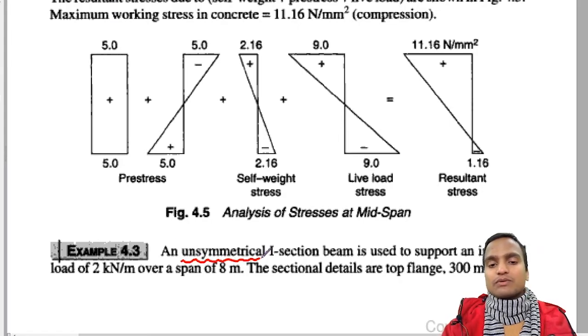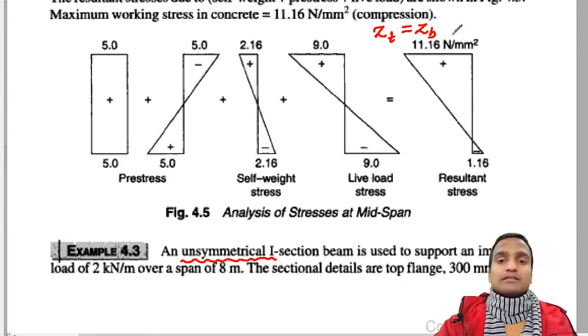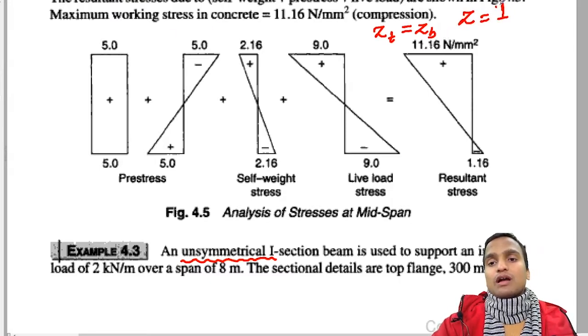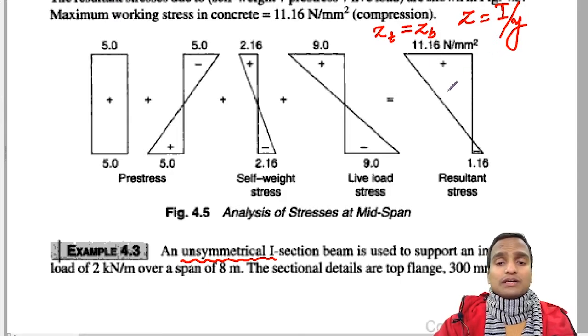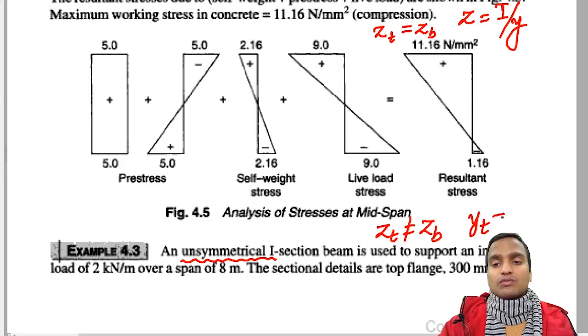This is an unsymmetrical I section, and as we have seen, in case of a symmetrical section, ZT, the section modulus for the topmost fiber, was equal to ZB. The reason is that the section modulus Z is equal to the moment of inertia I divided by Y, and Y is the distance of the fiber from the centroid. But in an unsymmetrical section, ZT is not equal to ZB. Why? Because YT is not equal to YB.